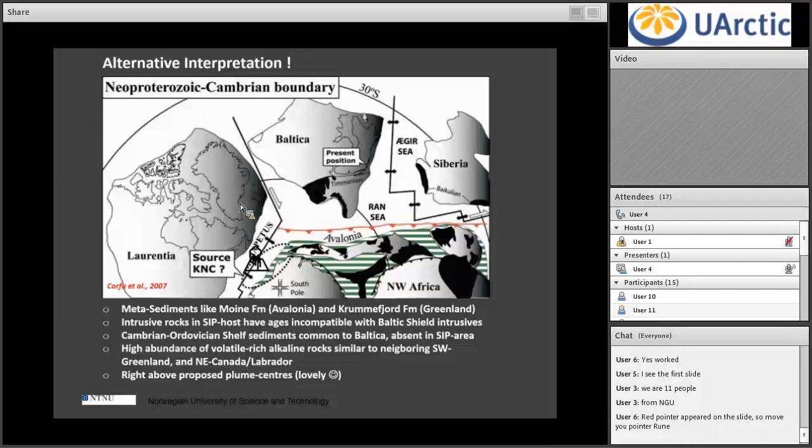I think that Corfu has a really good idea, but let's just say that the jury is still out when it comes to the correct position of Seiland. But of course, it's quite nice to have it now placed right above the main plume center. Next slide, please.